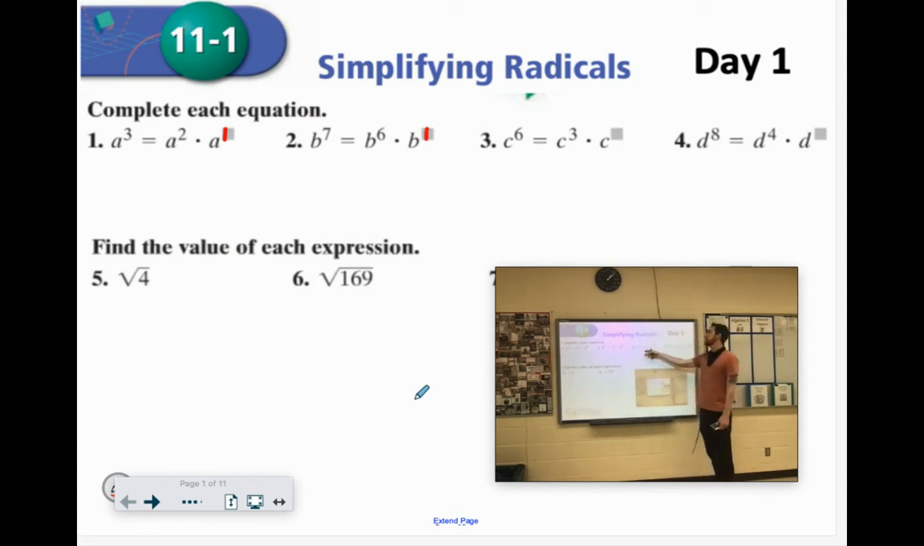C to the sixth is c to the third times c to the 3 plus what gives us 6? 3. D to the eighth is d to the fourth times d to the fourth.